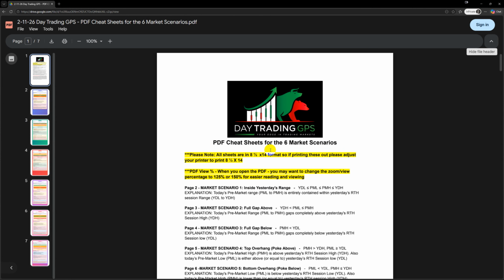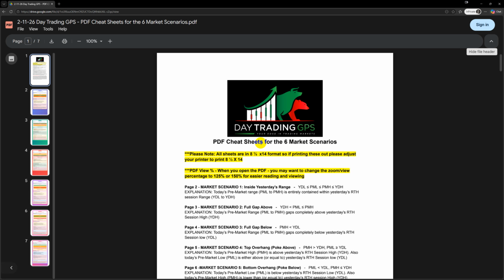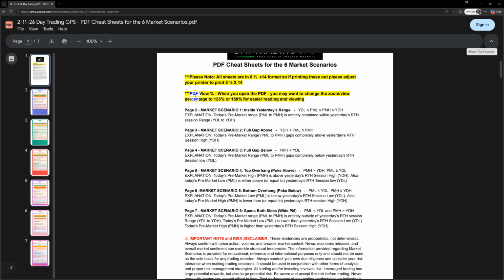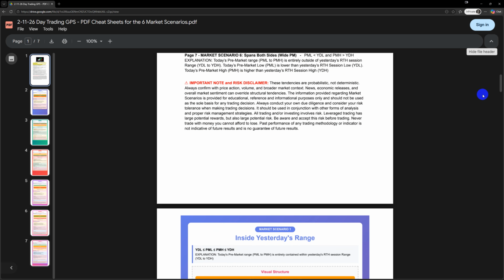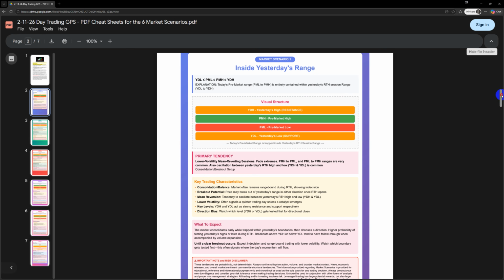Okay, so when you purchase this daily key levels indicator for SPX, you will get not only a comprehensive, detailed user guide on how to trade and how to use the indicator included with your purchase. That's a PDF document that you can download and print. You will also get a link to the PDF cheat sheets for the 6 market scenarios. So as you can see here, it starts off with a summary of each one of the different market scenarios along with an explanation. And then here we have PDF one-page cheat sheets.